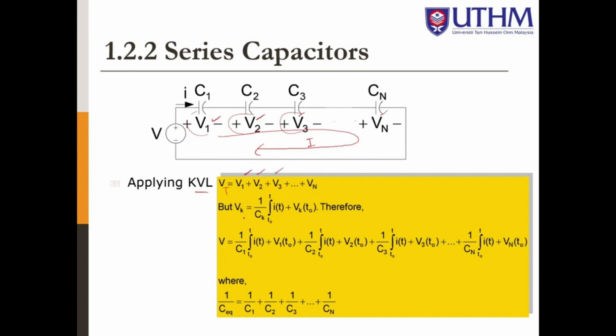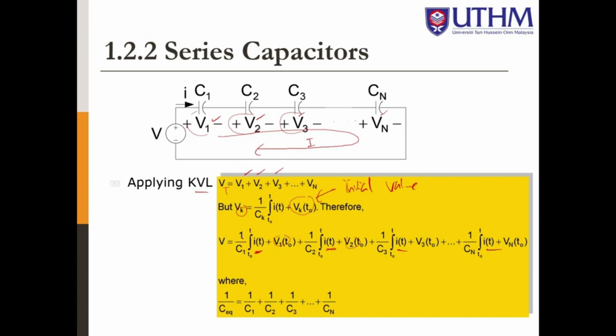You should remember that the voltage across capacitor k is Vk equals 1 over Ck times the integral of i dt plus Vk at t naught, which is the initial value of the voltage in the capacitor. Since we have the same current for each of the capacitors, but you will have a different voltage equation for each.